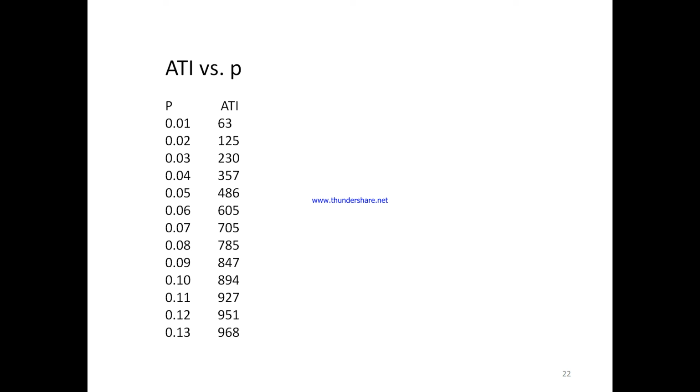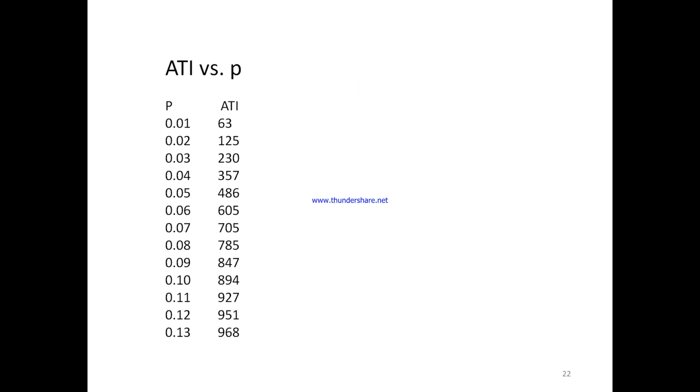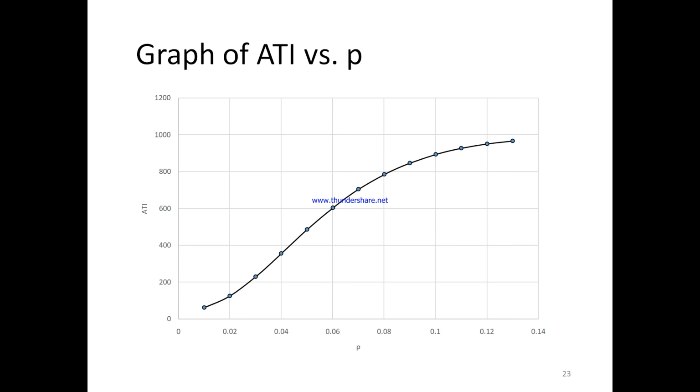That is the ATI value, the average total inspection value, is increasing when you increase the proportion of the defectives, right? That is very clear in this case, you can see it. If you graph it also, you can see it very clearly, because when you increase the proportion of the defectives, the graph is showing an increasing trend because the ATI values are also increasing.